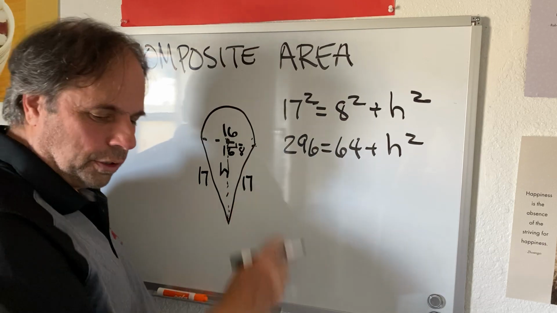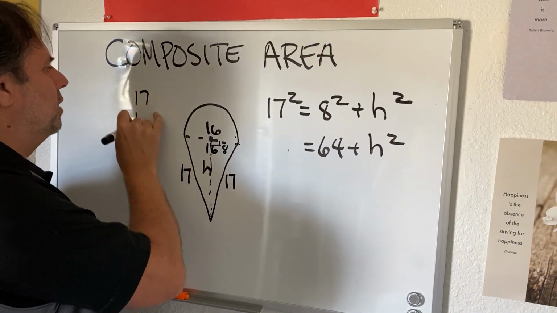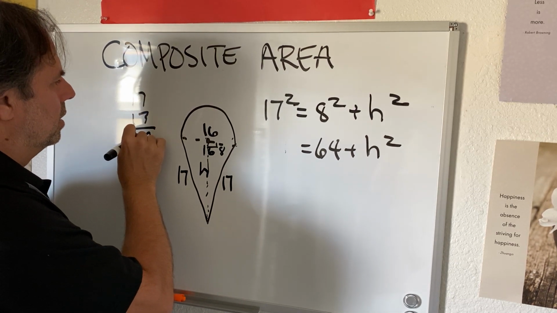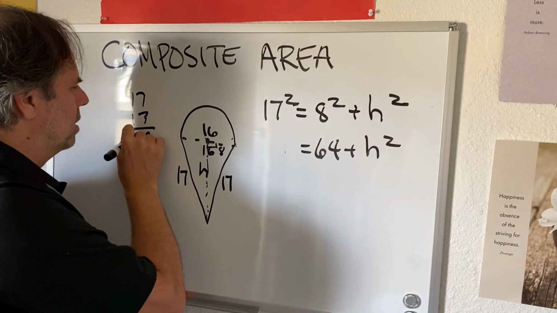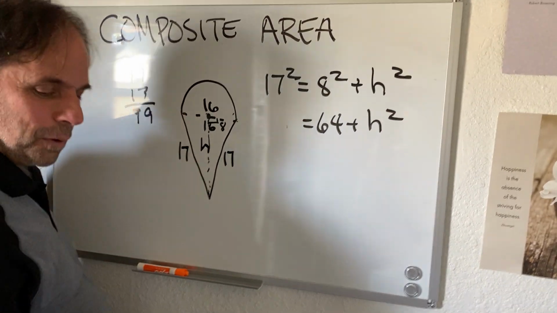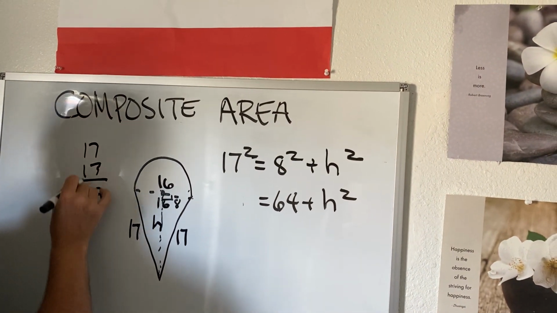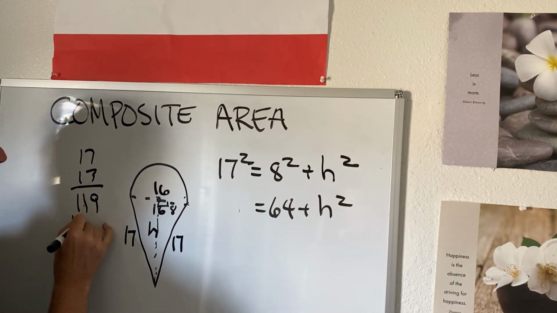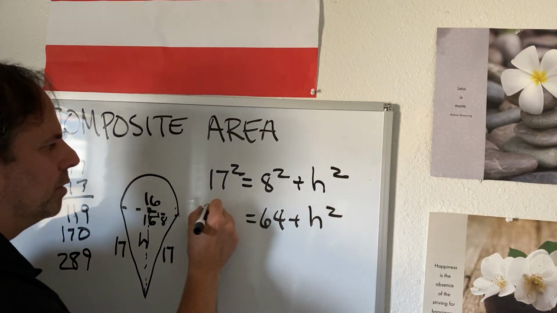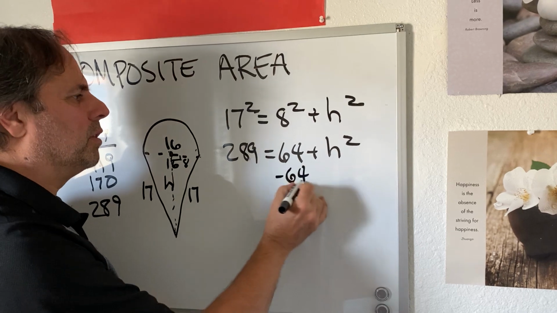I'm not sure about that number. Whatever it is. 17 times 17. Let me look that up. 17 times 17 is 289. Okay, now we subtract 64 from both sides.